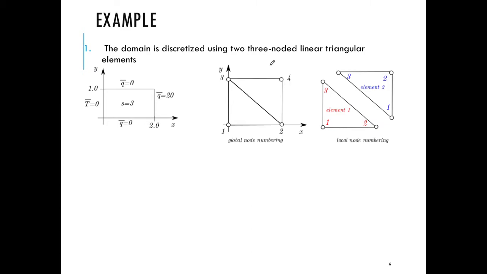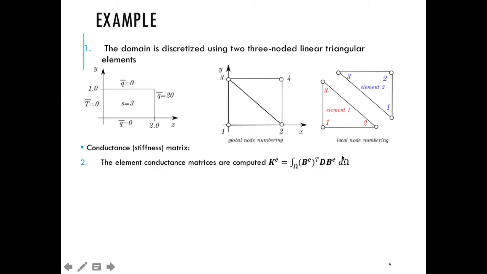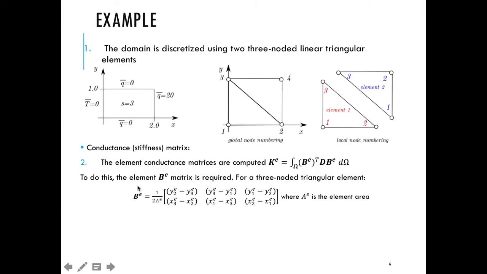Okay, so let's start with element 1 first. Recall that we know our conductance matrix has this expression right here: K^e is the integral over the entire domain of B transpose D B. Now let's have a think. For this, clearly we need to find the B matrix for each element. We're doing element 1 first, so let's find the B matrix for element 1. Recall from the last lecture that we already have the expression for the B matrix. So just writing that down, this was what we had.